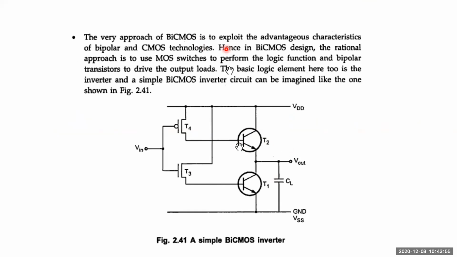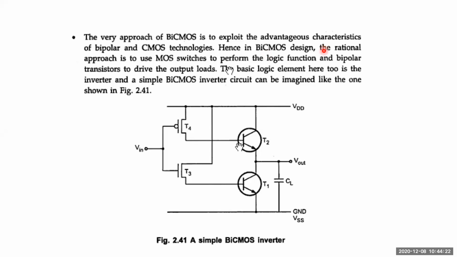The very approach of this BiCMOS is to exploit the advantages and characteristics of both bipolar and CMOS technology. What are the advantages? CMOS has low power consumption, and the smaller size is also an advantage of CMOS. Coming to the BJT, it has very good driving capability. It can drive output loads very well. That's the main important advantage.